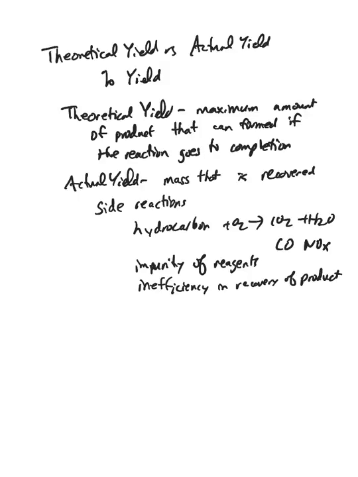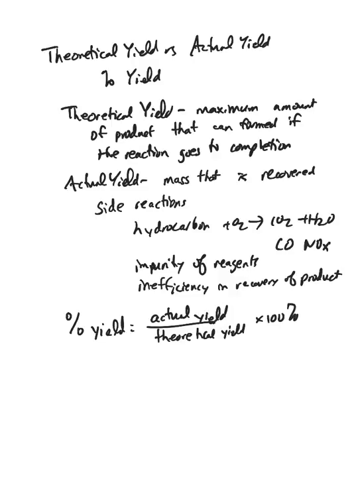And so our actual yield oftentimes is less than our theoretical yield. It can never be more than our theoretical yield. And so at the end, we can calculate a percent yield. That's equal to the actual yield divided by the theoretical yield times 100%. And that's our percent yield.